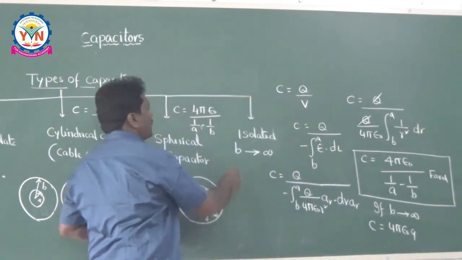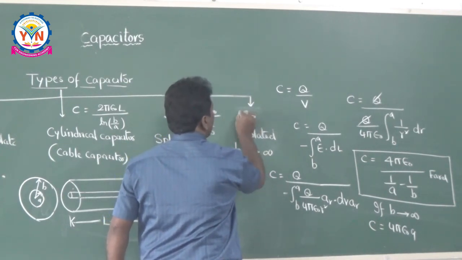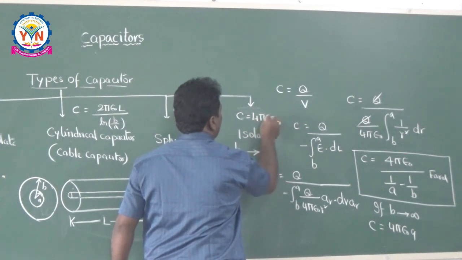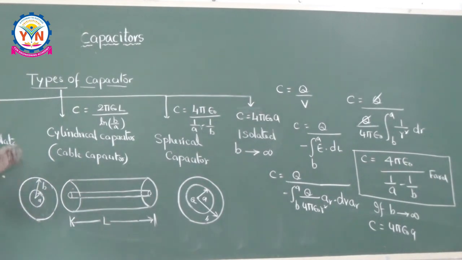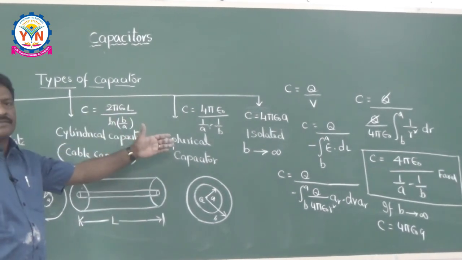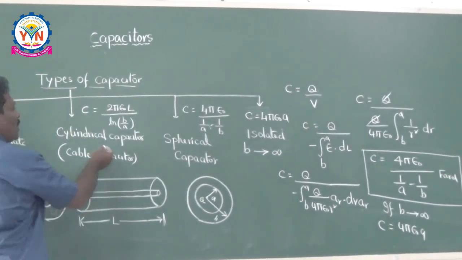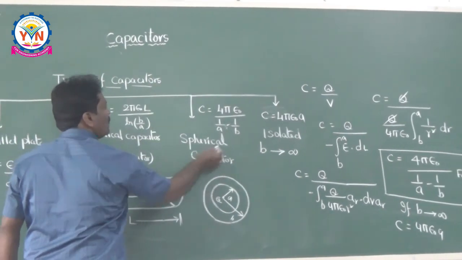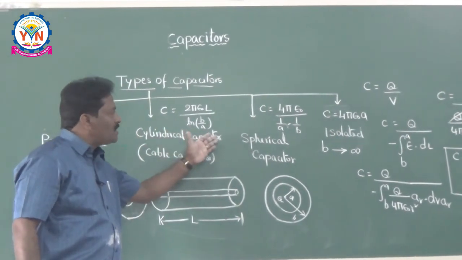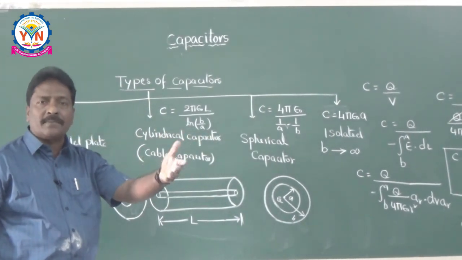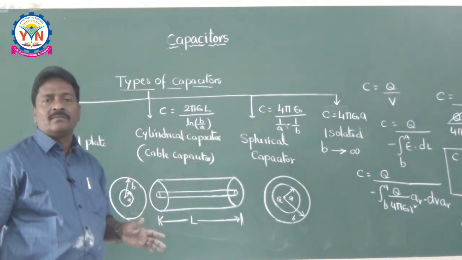That means the capacitance of the isolated capacitor is C is equal to 4 pi epsilon naught into A farads. So this is the way of calculating the capacitance of all the capacitors. In a single shot, the capacitors are parallel plate, cylindrical capacitor, spherical capacitor, and isolated capacitor. And remember, these formulas are very essential to calculate the capacitance of different capacitors, and so many times you can expect the derivation of each and everything in your examinations also.